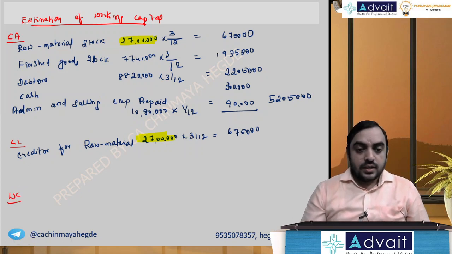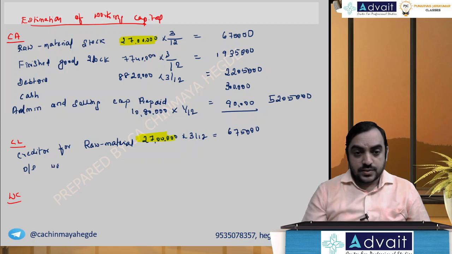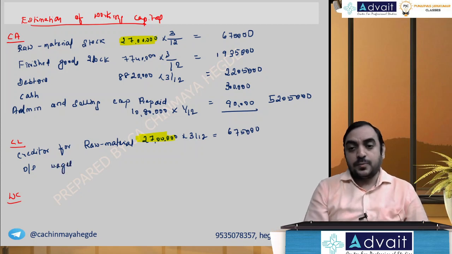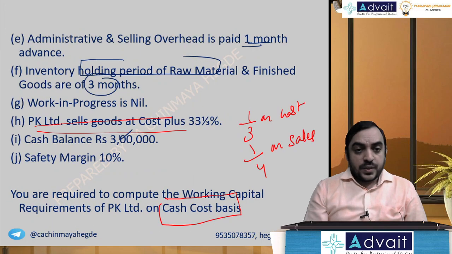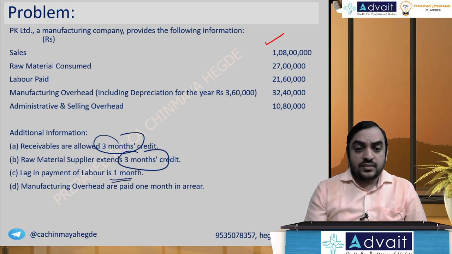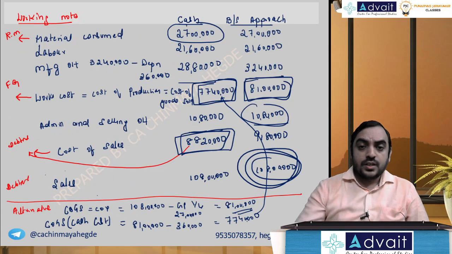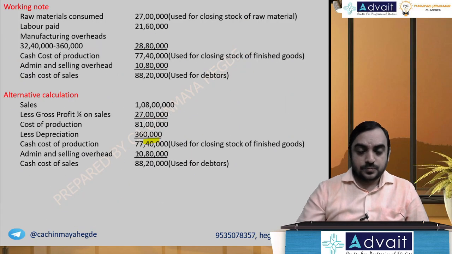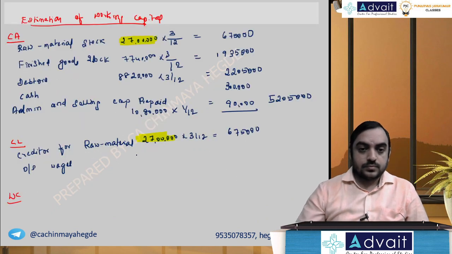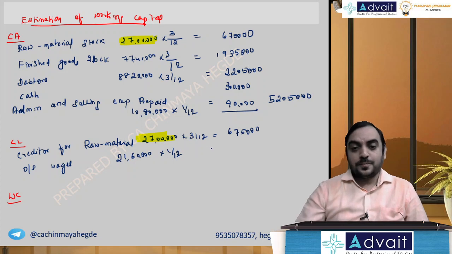Okay, let me come then to lag in payment of wages, outstanding wages payable. You can say wages payable. One month lag, so one month outstanding. So labor we have 21 lakh 60,000 and one month outstanding. So 1 by 12, that is 1 lakh 80,000.